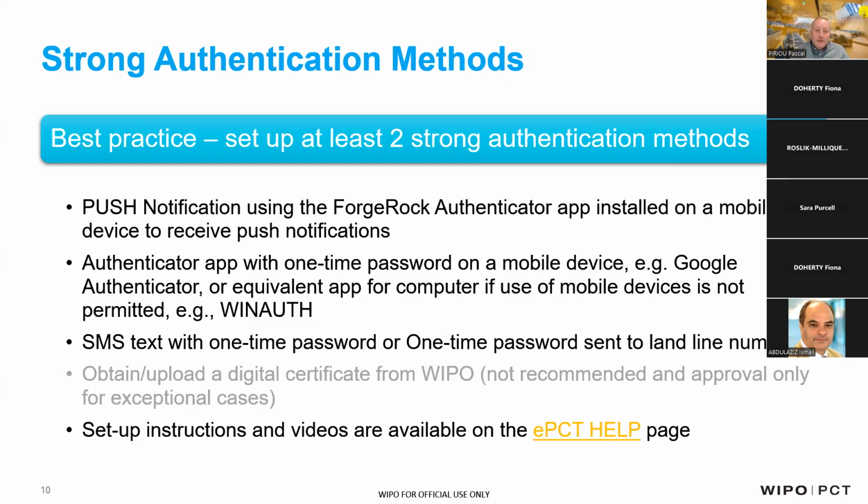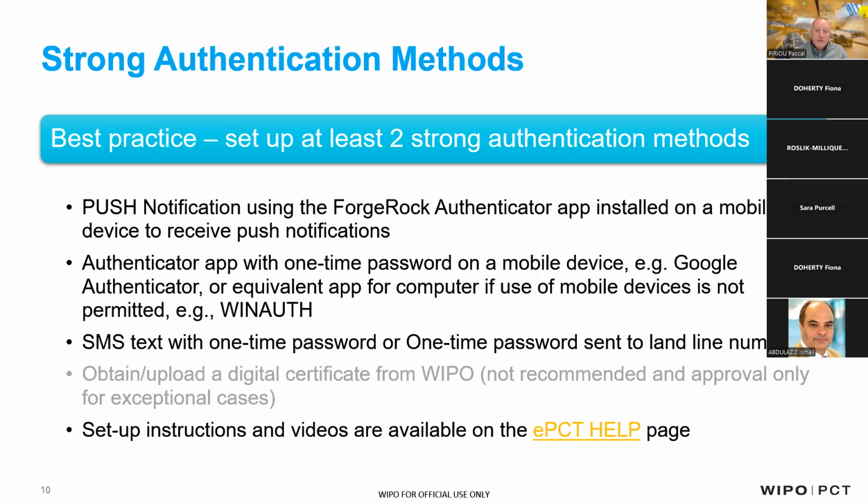What are the different methods of strong authentication that you can add with your WIPO account? The first one and the most efficient one is a push notification using ForgeRock Authenticator app, meaning that you install ForgeRock on your mobile phone, and each time you would like to connect to ePCT, you will receive an automated push notification on your mobile phone, and then you need to click on Accept.